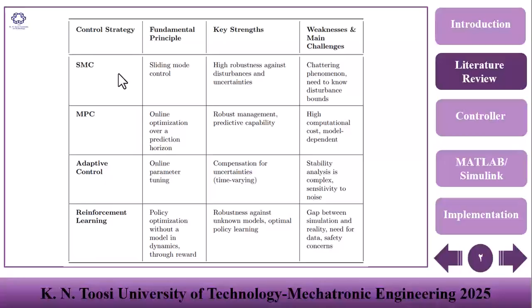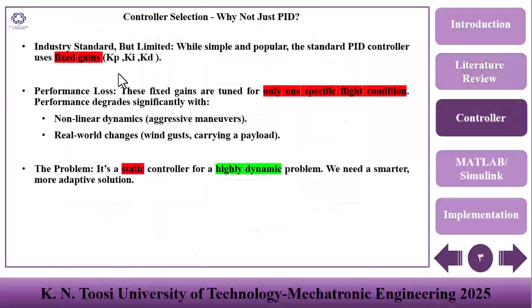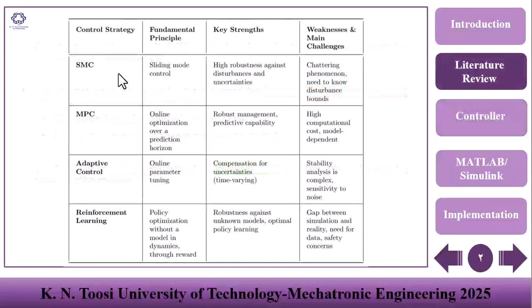Finally, reinforcement learning can learn optimal policies without a precise model of the system. It's robust against unknown dynamics. However, it faces a big gap between simulation and real-world application and requires a lot of training data, with safety concerns.